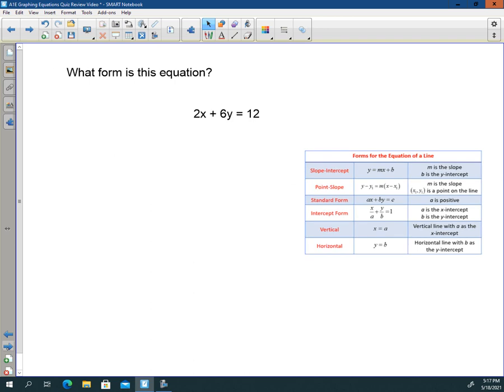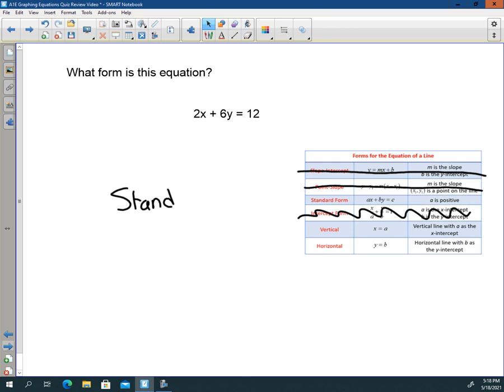What form is this equation? Well, the y is not all by itself, so that one doesn't work. And there's no parentheses, so that doesn't work. And we weren't going to use this one at all. So it looks like standard form, doesn't it? Because it's a number x plus a number y equals a number. So this is standard form. All you do on these is name the form.